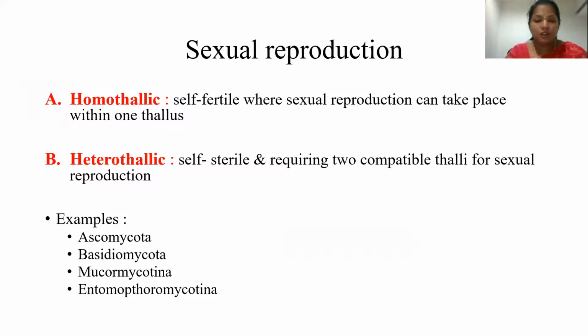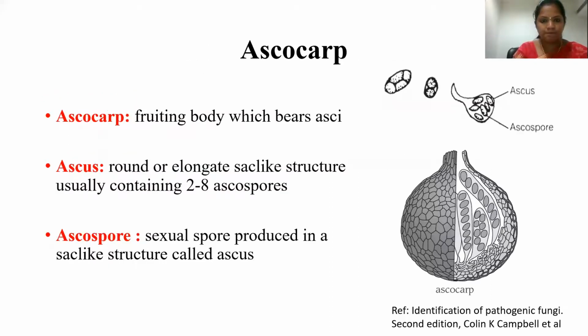Sexual reproduction can be of two types: homothallic or heterothallic. Homothallic means it is self-fertile, where sexual reproduction can take place within one thallus, and in heterothallic they are self-sterile, requiring two compatible thalli for sexual reproduction. In general, sexual reproduction is difficult to obtain in culture. Hence, most of the fungi are identified by asexual reproduction characteristic features. Sexual structures can be formed in the Ascomycota, Basidiomycota, Mucormycotina, and Entomophthoromycotina.